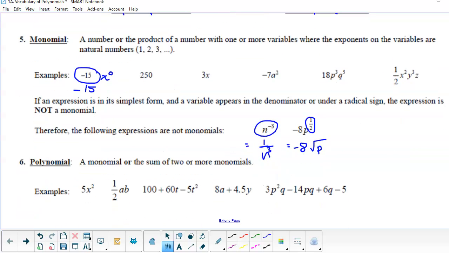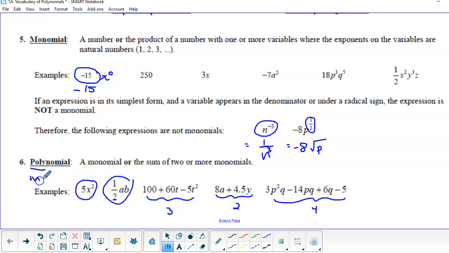Okay, so a polynomial is basically a bunch of monomials put together. A monomial is a specific polynomial. So there's a monomial, or the sum of two or more. So this is still a monomial. And then this is 3 terms. This is 2 terms. And this is 4 terms. Those are all polynomials. Poly means many. I can't use a pen right now, so I'm using my mouse. I'm a little bit slow.